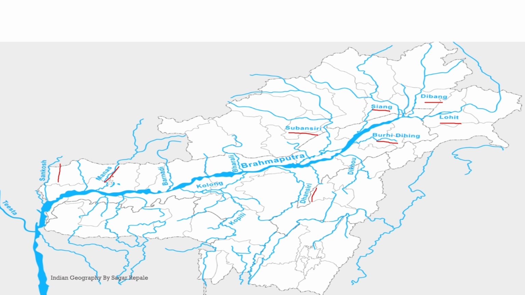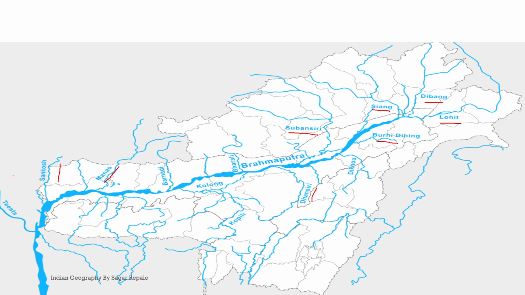Manas is also a national park. Royal Manas National Park in Bhutan and Manas National Park in Assam. So Manas is the important river which flows from the state of Bhutan, and it enters Assam. So this is what, right bank tributary of river Brahmaputra.